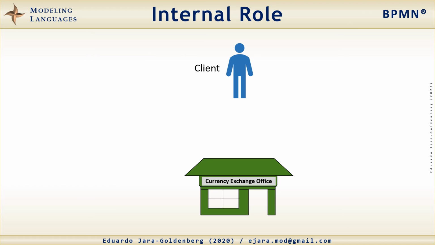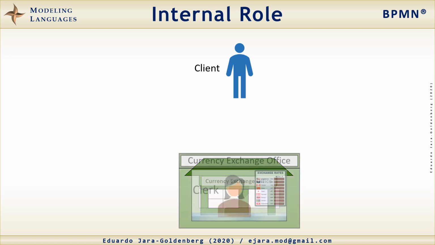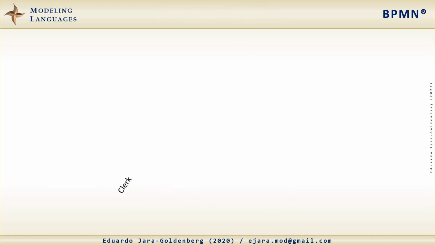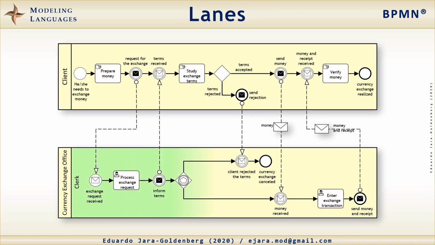The business transaction occurs between the client and the currency exchange office. But actually, the client interacts with a clerk who works for the currency exchange office. The clerk is an internal role. Internal roles are represented by lanes. A lane extends the entire length of the pool. It is a partition that is used to organize and categorize activities within a pool. They are often used for such things as internal roles, systems, or organizational units.